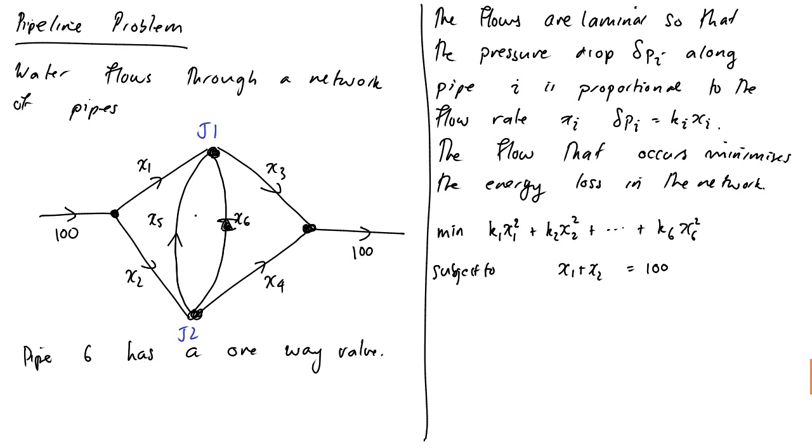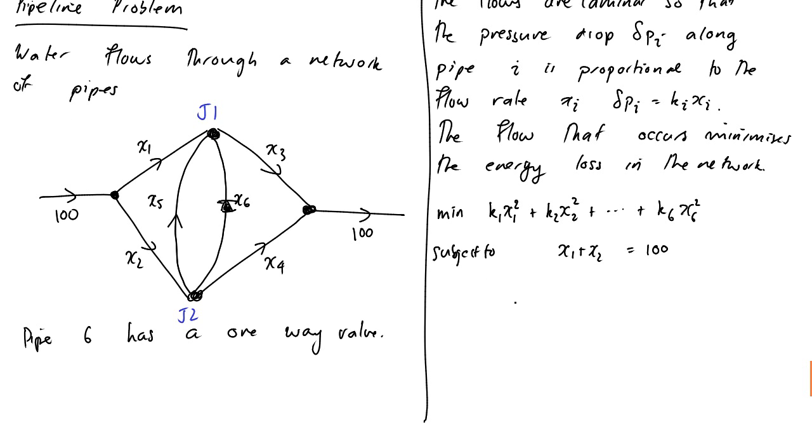At junction 1, if we just equate the inflows and the outflows, we've got x1, x5 and x6 coming in, equals whatever's going out, x3. And likewise at junction 2, we've got x2 coming in only, and that equals x5, x6, and x4 added together. That's my conservation equation for junction 2. Now, I've got my outflow condition, which is x3 and x4.